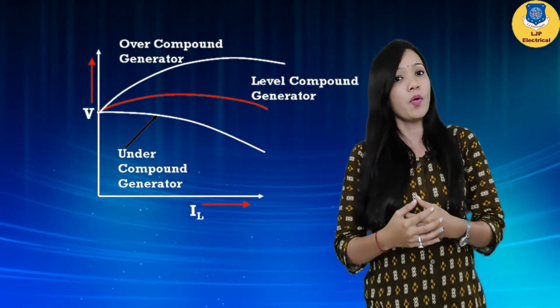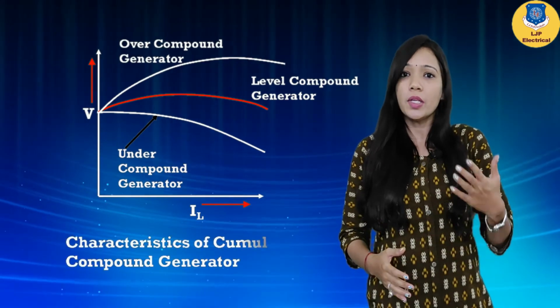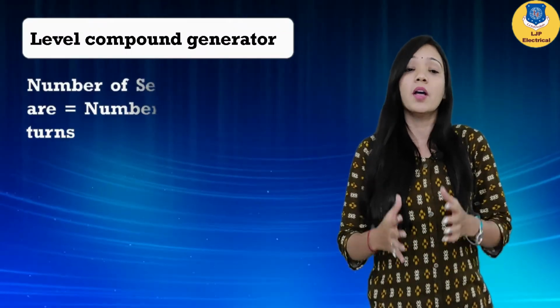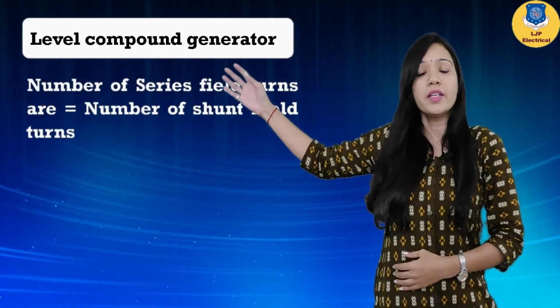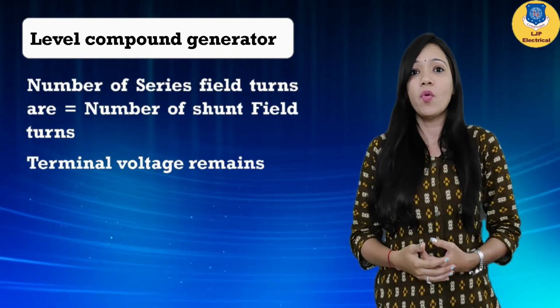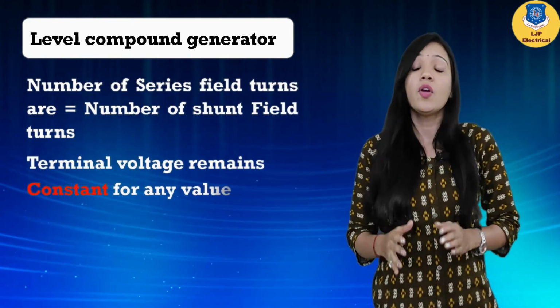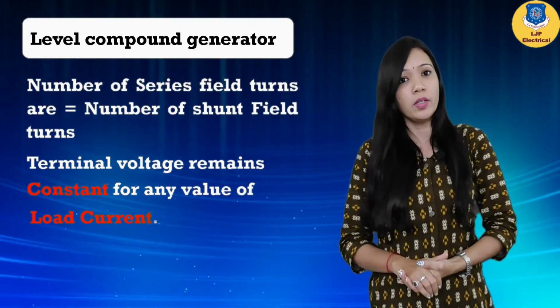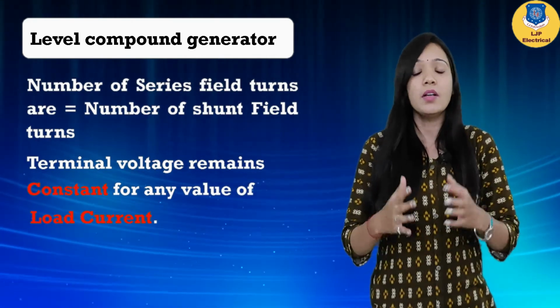Now the level compound wound generator. In the level compound wound generator, the number of series field turns is equal to the number of shunt field turns. So, the terminal voltage remains constant for any value of load current within the limits.